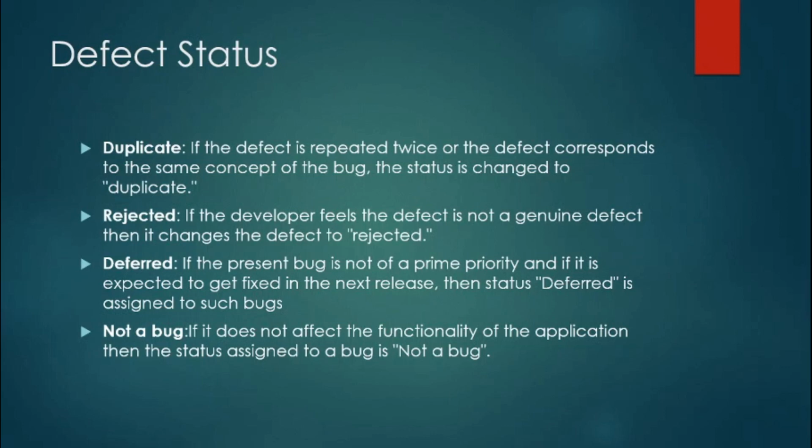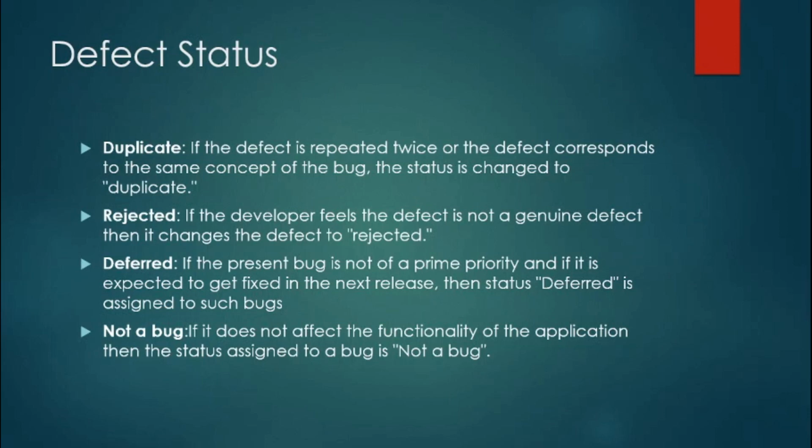It's only because of the wrong steps or the wrong method you are using to test that particular functionality. So in that case, what will happen to your defect is that the developer can send your defect to not a bug status. Okay, so be very very careful with all these four statuses, that is duplicate, rejected, deferred and not a bug, because most of the time in all the companies, if your defect stands in any of the four conditions, you may have to go through the RCA process.